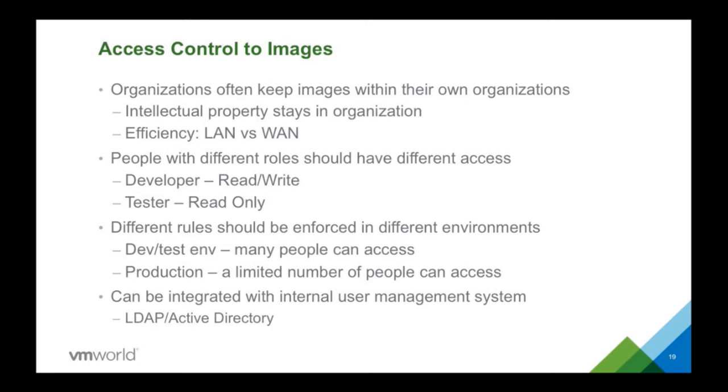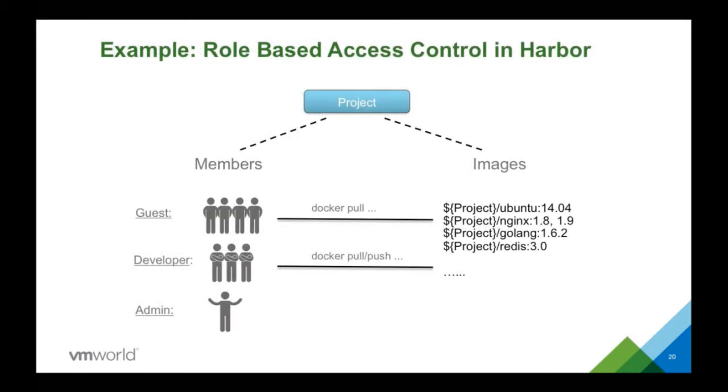And one more thing: many organizations may already have user management systems such as LDAP or Active Directory, so they can integrate those identities into the registry to assign role-based access control, or RBAC. Here's an example of how we did it in Harbor. Basically, all the images are grouped under a project. The project gives you a namespace in the URL of the image, and you can pull or push based on the namespace of the images. Then we can assign users into the project as members.